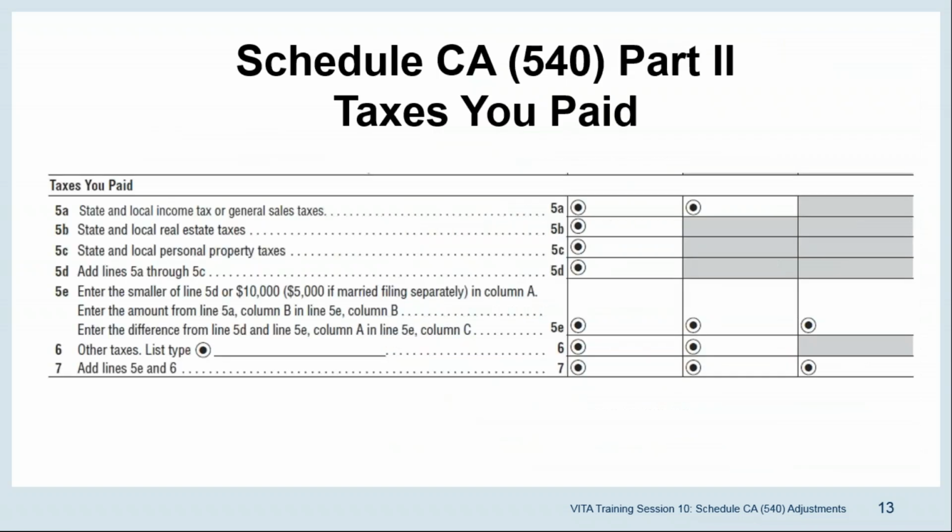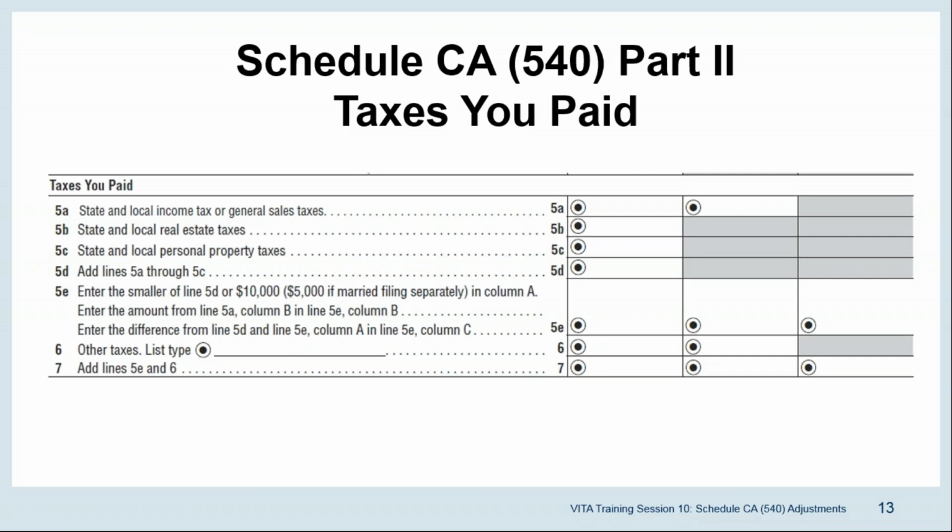Under taxes paid, line 5A, California does not allow the following deduction: state and local tax, SDI, or state and local general sales tax. You will need to subtract this deduction out by entering the amount on line 5A in column B. Line 5E, federal limited the state and local tax, including property tax deduction, to $10,000. California does not conform to this limitation. If your deduction was limited on federal, you will need to make an adjustment in column C of line 5E for the amount over the federal limit.